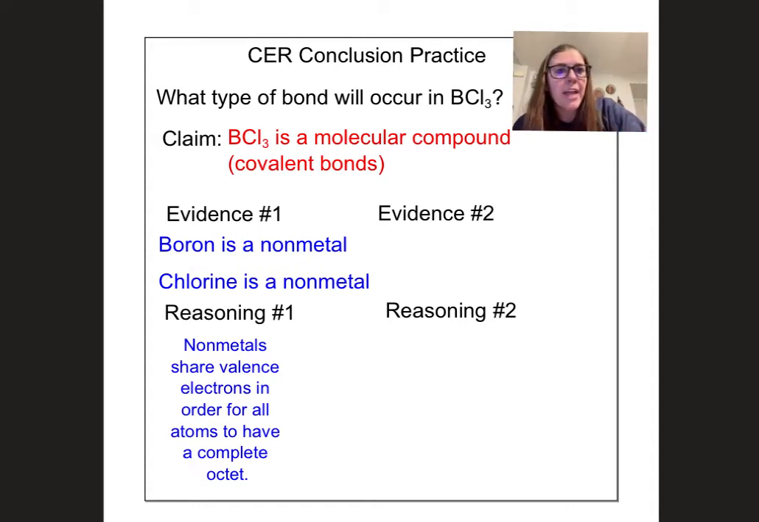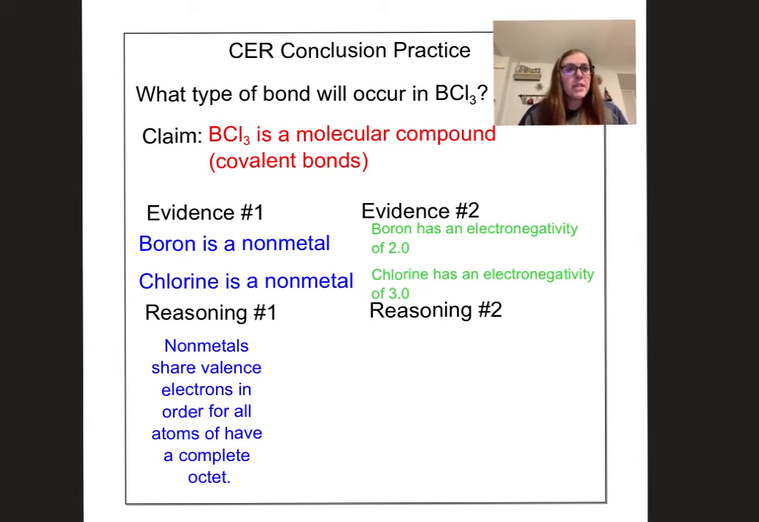Why does this fact prove that it's covalent? So here's where we say, nonmetals share valence electrons in order for the atoms to all have a complete octet. So boron's going to give some to share, chlorine's going to give some to share, and they're going to be shared between them so that both elements have a complete octet. So this is proving why two nonmetals would be covalent, because they are going to share so they both have a full octet.